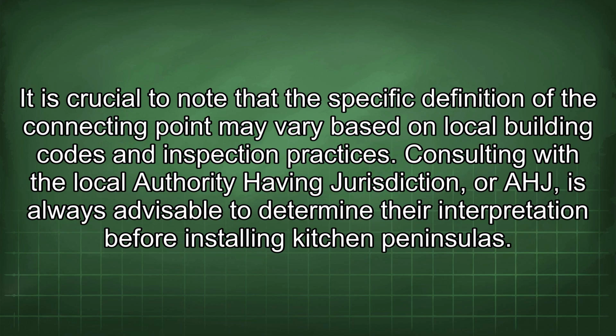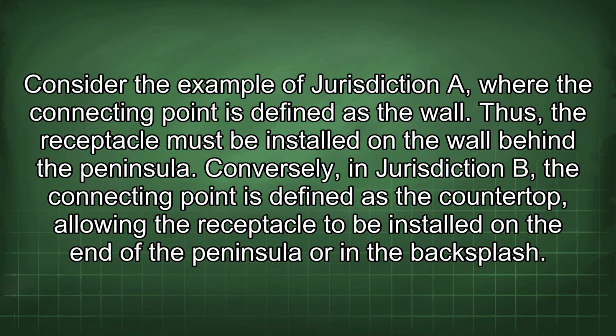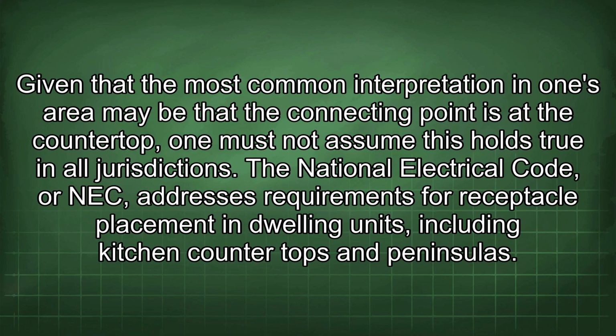Consulting with the local authority having jurisdiction, or AHJ, is always advisable to determine their interpretation before installing kitchen peninsulas. Consider the example of jurisdiction A, where the connecting point is defined as the wall. Thus, the receptacle must be installed on the wall behind the peninsula. Conversely, in jurisdiction B, the connecting point is defined as the countertop, allowing the receptacle to be installed on the end of the peninsula or in the backsplash. Given that the most common interpretation in one's area may be that the connecting point is at the countertop, one must not assume this holds true in all jurisdictions.